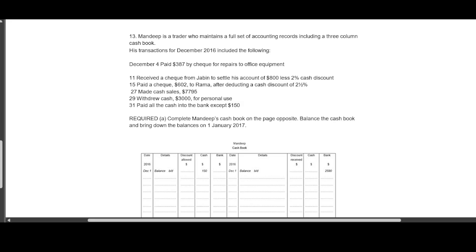Today we are going to learn about the cash book and petty cash book again. Okay, this is the past year paper as you already know. Kind of past year paper, we just change a digit and some little bit minor changes so that you can solve the full past year paper by your own. Okay. So in this question, Mandeep is a trader who maintains a full set of accounting records including a three-column cash book. Okay, so this is the question in front of you.